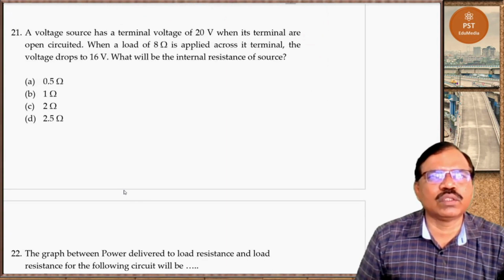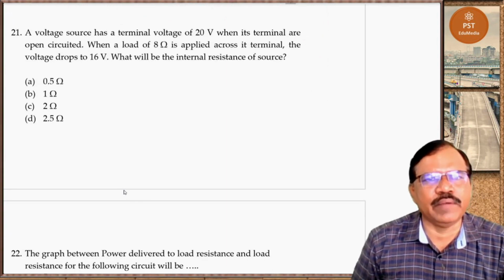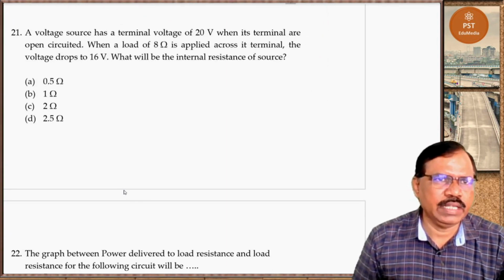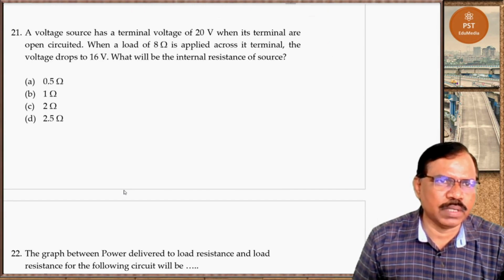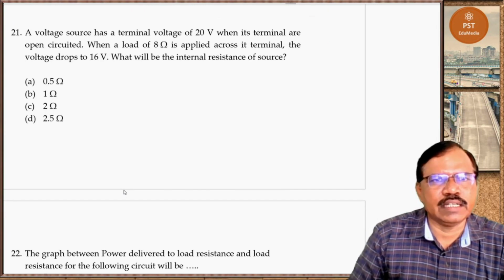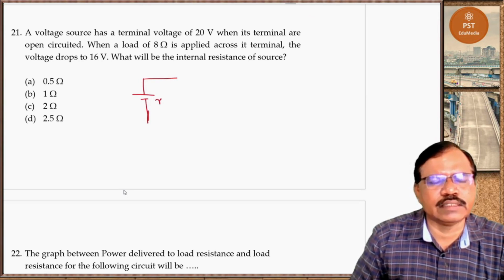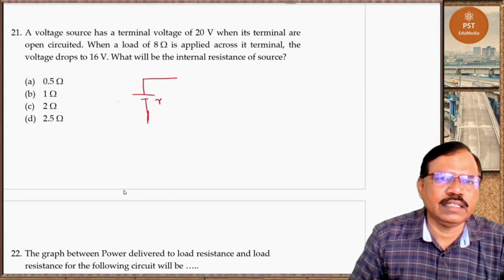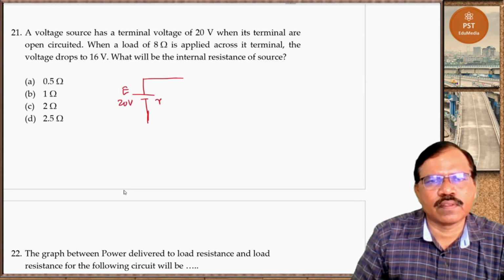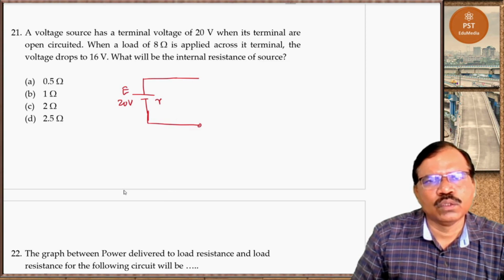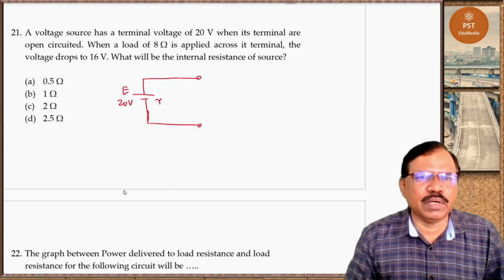a voltage source has terminal voltage of 20 volt when its terminals are open circuited. Means here we have a voltage source, its internal resistance is R and it is 20 volt. Let us call this as E. So when terminals are open, we will get 20 volt.